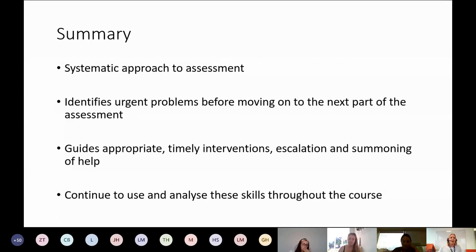Just in summary, the A to E assessment is a systematic approach to assessment. It helps us identify urgent problems before moving on to the next part of the assessment, and it guides appropriate, timely interventions, escalation of care, and summoning of help when we need it for a particular child. As Stacey has said, and we will continue saying this, it underpins the course. We're going to continue to use and analyse these skills throughout this course. And that is the end of my session.